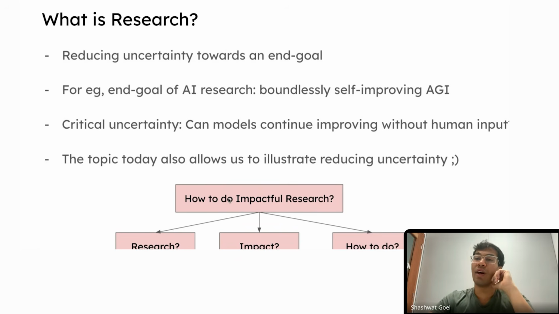So one way to do that is, well, the question we started with is how to do impactful research, and there are really three parts to this question. First of all, what do I mean by research? What really is impact? How can we measure it? And then how do you actually do things that increase your impact with the research?